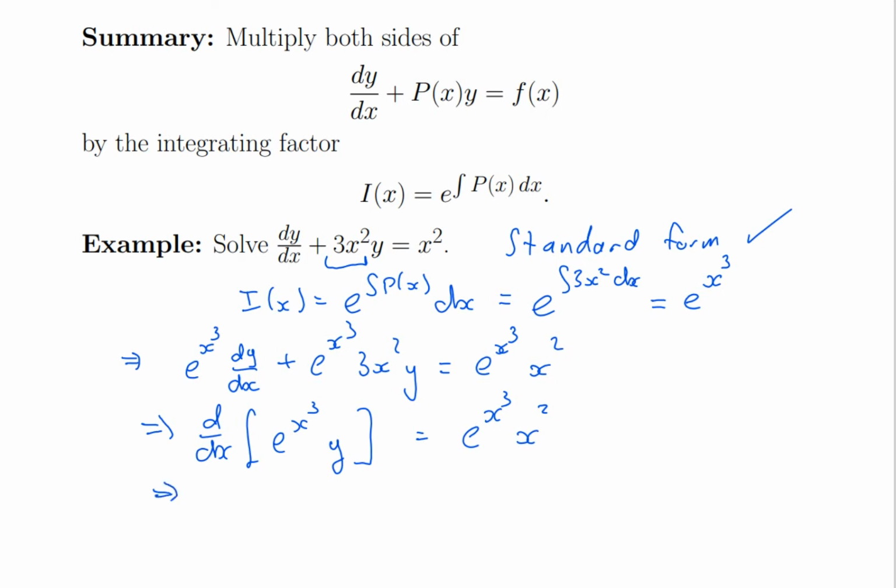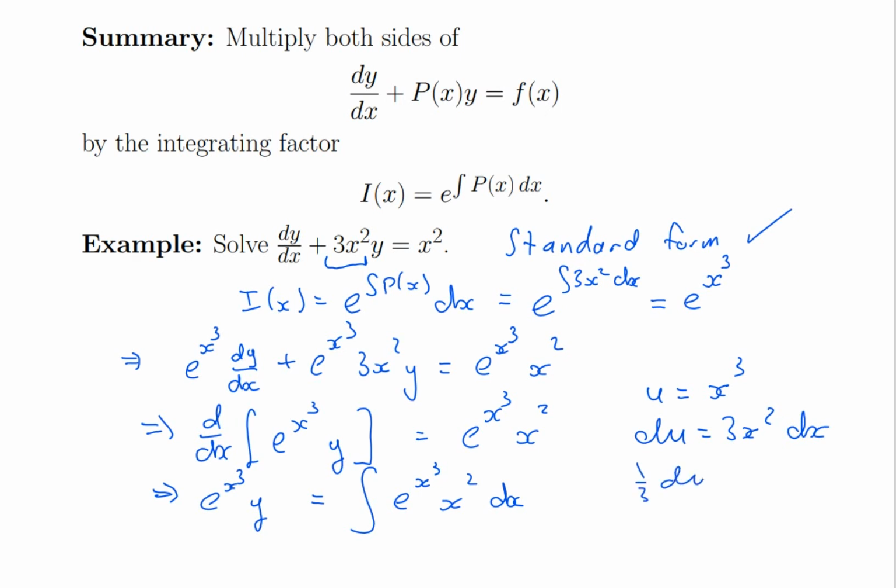So that means that e to the x cubed times y must be the antiderivative of e to the x cubed times x squared dx. How do I do that integral? It looks a little bit nasty, but that's a substitution one. So I'm going to make u equal to x cubed. du is going to be 3x squared dx. So 1/3 du is x squared dx.